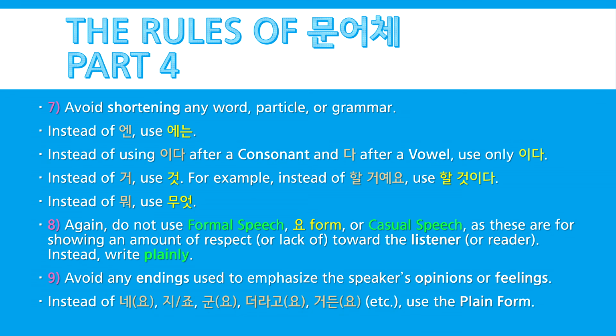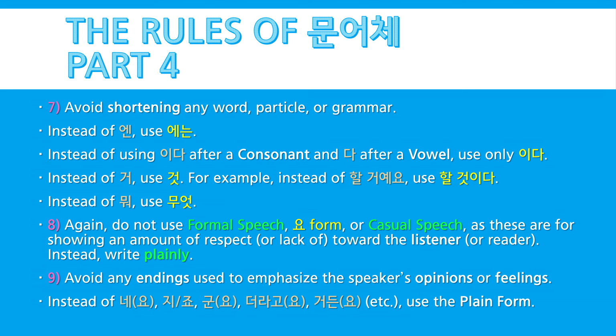You'll also want to avoid shortening any word, particle, or grammar, so simply use the full form. For example, instead of N, use 애는. Instead of using 이다 after a consonant or 다 after a vowel, use only 이다. Instead of 거, use 것. For example, instead of 할 거예요, use 할 것이다. Instead of 뭐, meaning what, use 무엇.